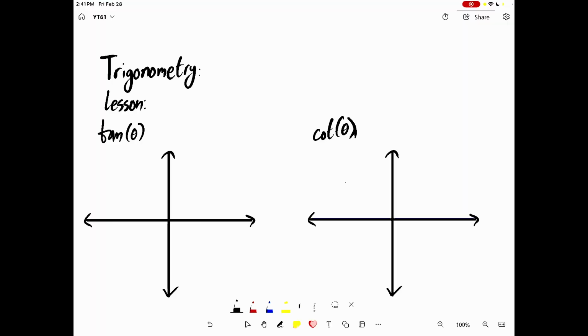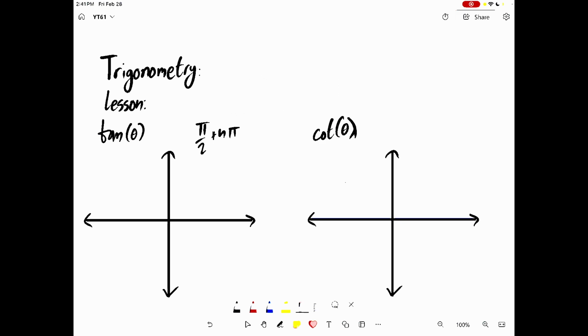Tangent of theta and cotangent of theta. So I think it's about time we just start with the tangent of theta. The tangent of theta, unlike the sine and cosine of theta, has an asymptote. And that asymptote is pi over 2 plus n pi for the x, and where y is equal to infinity. And n is any integer. Integers meaning -2, -1, 0, 1, 2, etc.